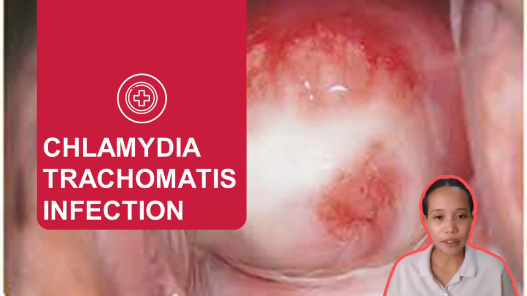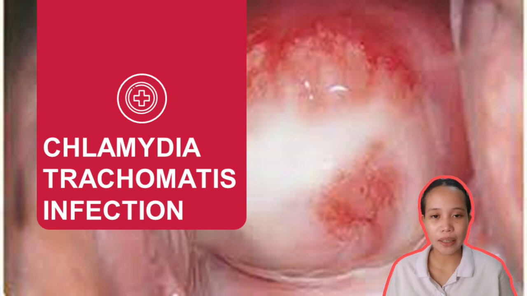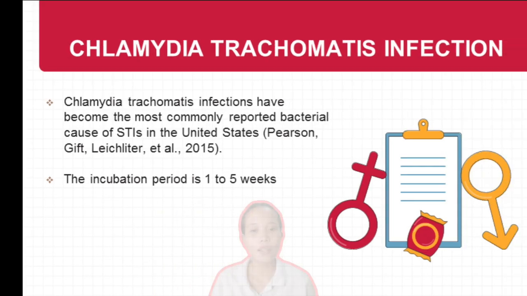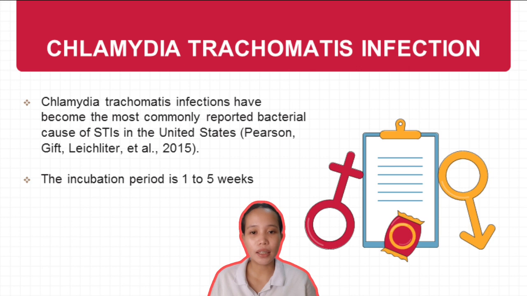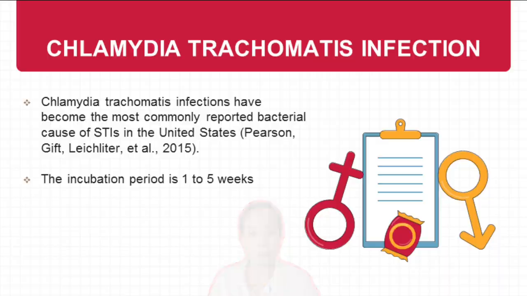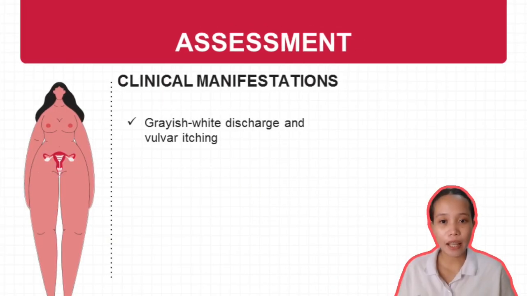So the next disorder is chlamydia trachomatis infection. Chlamydia trachomatis infections have become the most commonly reported bacterial cause of STIs in the United States. The incubation period is 1 to 5 weeks. Symptoms include a heavy grayish-white discharge and vulvar itching.